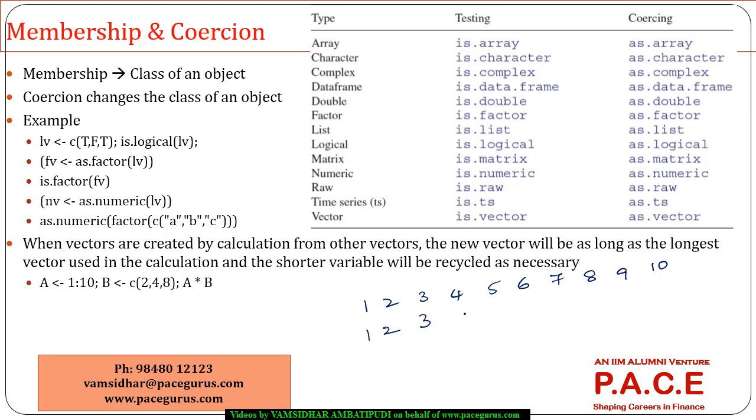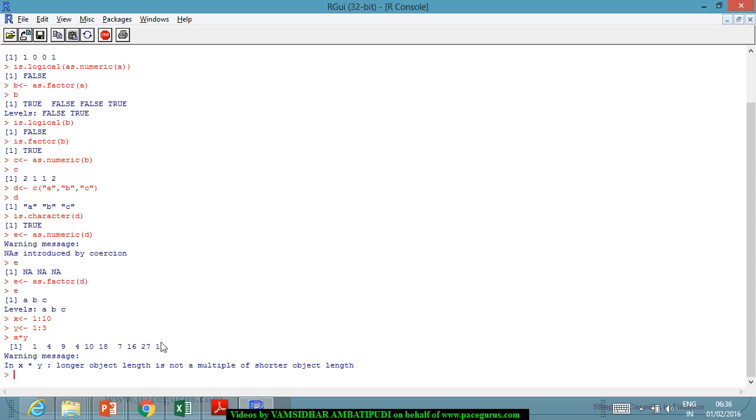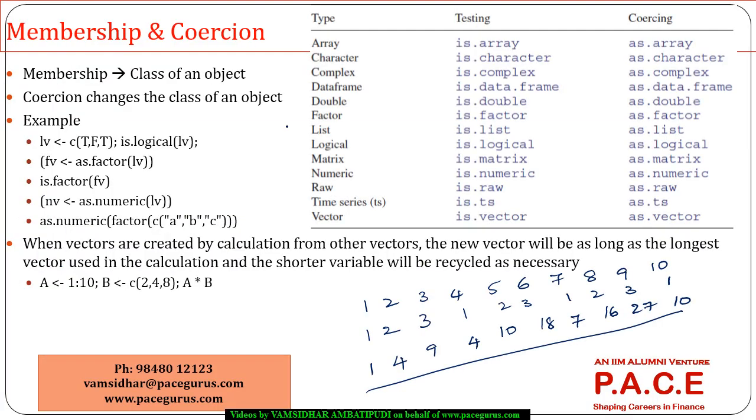Now what happens is this 1, 2, 3 will get repeated until the length matches. Now the multiplication happens pairwise. 1 multiplied by 1 is 1, 2 multiplied by 2 is 4, 3 by 3 is 9, 4 multiplied by 1 is 4, 10, 18, 7, 16, 27, 10. So these would be the values that are displayed as a part of this multiplication. And there is a warning message: the longer object length is not a multiple of the shorter object length. The shorter object is typically repeated until the length matches the longer object.